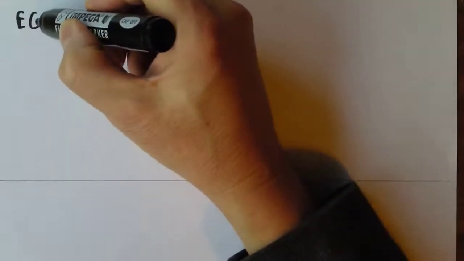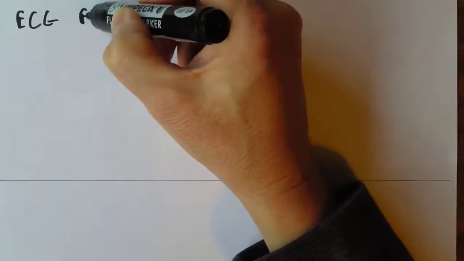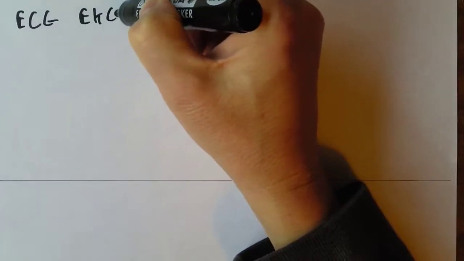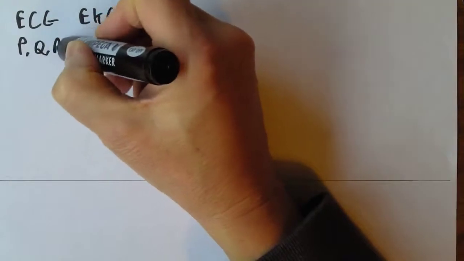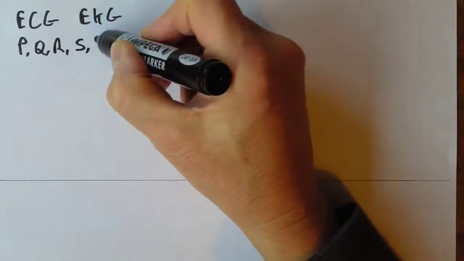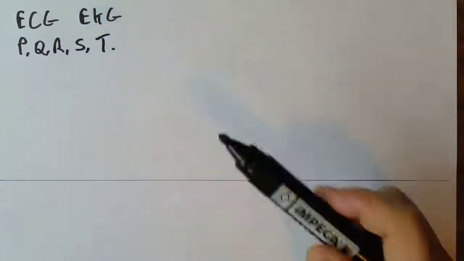Now let's think about the normal ECG trace again. What I've already drawn myself here is an isoelectric line. And we want to use this to consider the ECG or EKG. And we'll see it's got a P, Q, R, S and a T wave.